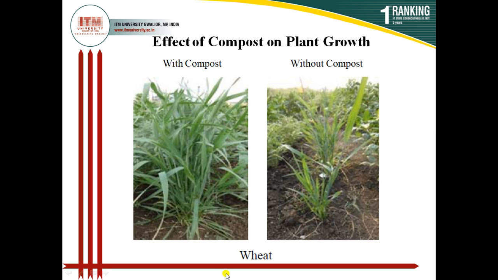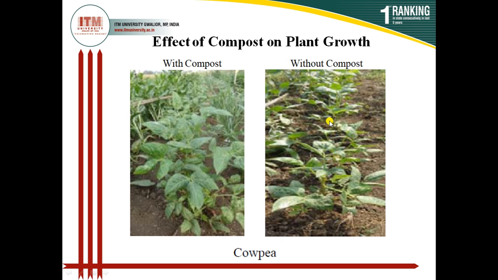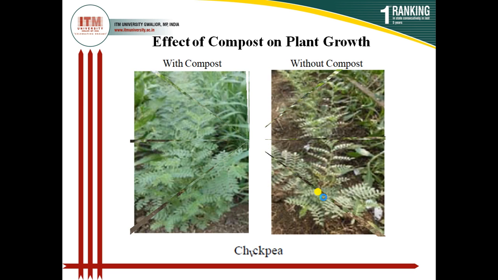This is wheat, where compost is applied in the soil. Here compost is not applied in the soil. This is the growth of wheat. Next is cowpea. Here the compost is applied in the soil. This is the growth of cowpea. Here compost is not applied in the soil, and this is the growth of cowpea.